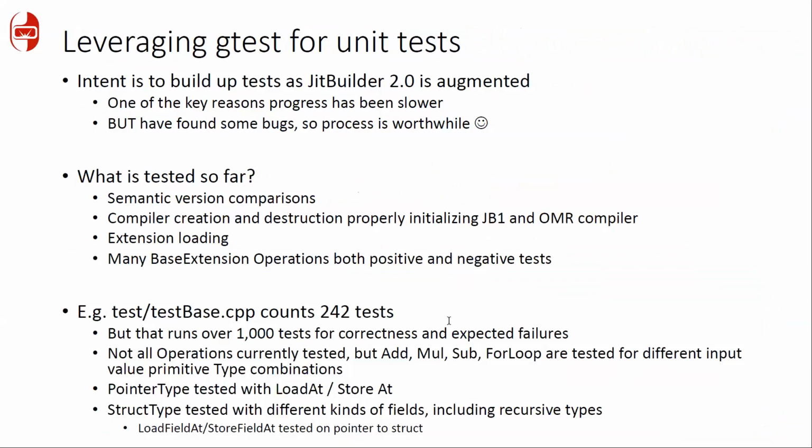As I mentioned, I'm trying to improve a lot the testability of things and how much things get tested. So I'm leveraging the Google Test from OMR to do that. The intent here is for building up tests for everything as JitBuilder 2 gets augmented.